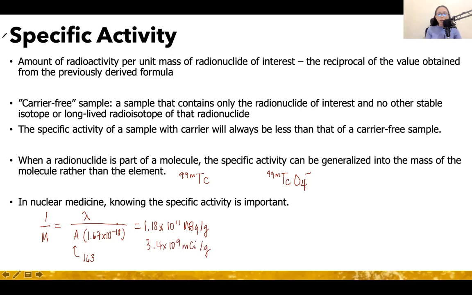So you see, in terms of computing for the required amount given a certain radioactivity, it's easier to work with specific activity. That is why in nuclear medicine, knowing the specific activity is very important.